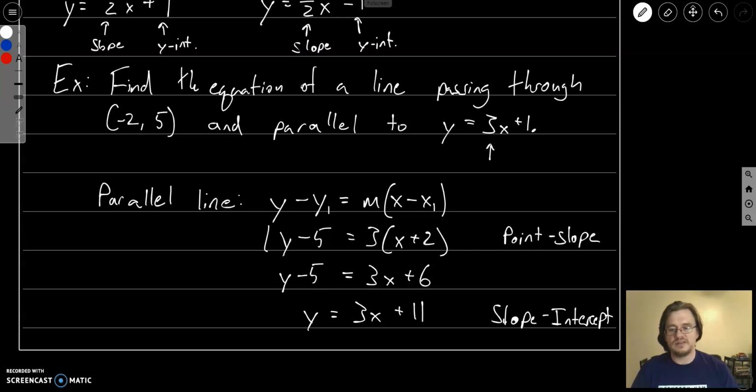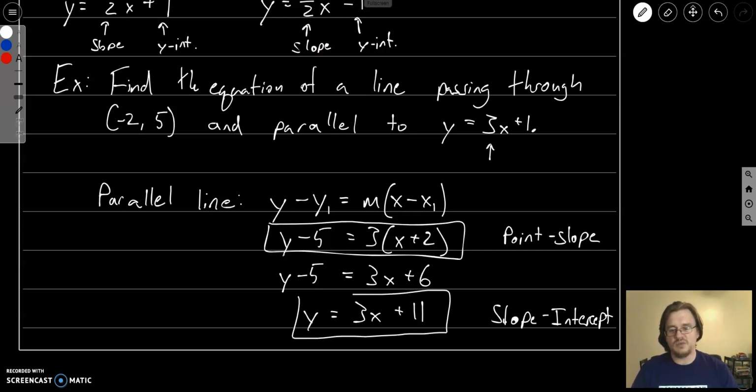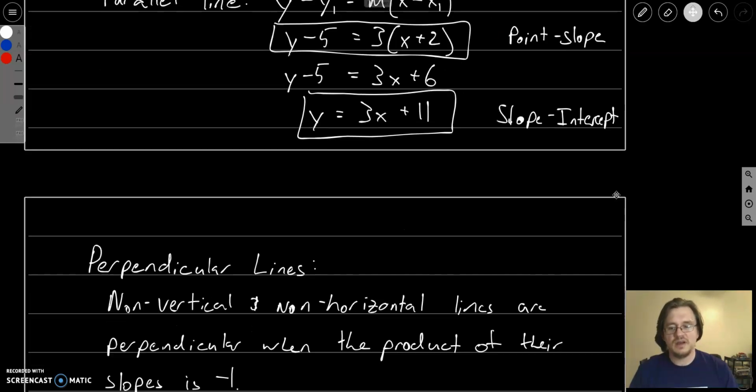So both of these equations are perfectly valid, and we'll just use whichever one is easier at the time. Point slope form is nice because if you're given the slope, as in we know that it must be parallel, and we're given a point, it's really easy to write this down.